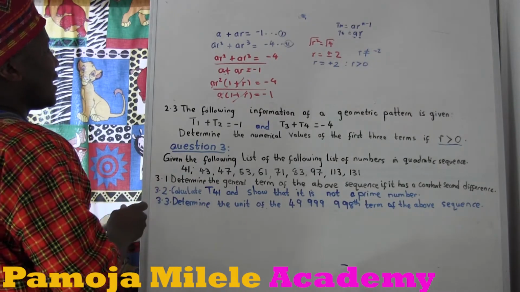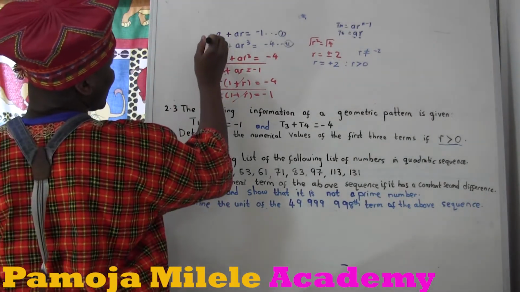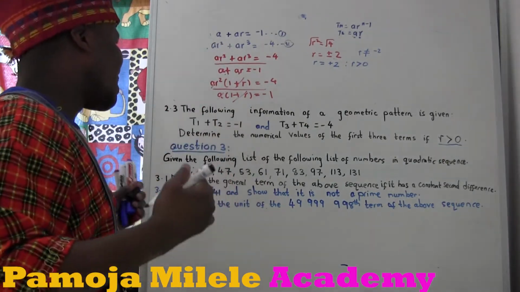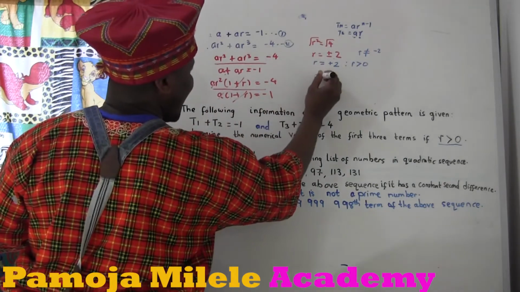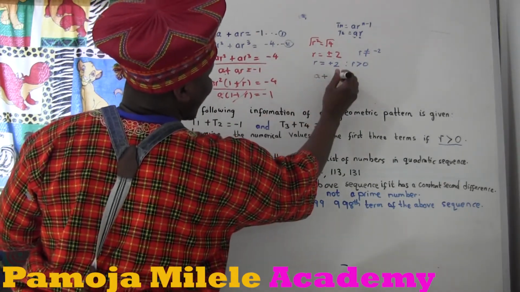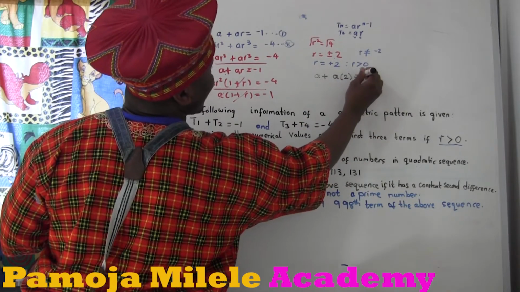So now I want to get the value of a. I can substitute in either the first equation or the second, but I'm going to take the easy one. I don't like trouble. So I'll use this one: the second, a plus a r. What is my r? r equal to 2, and the sum equals negative 1.